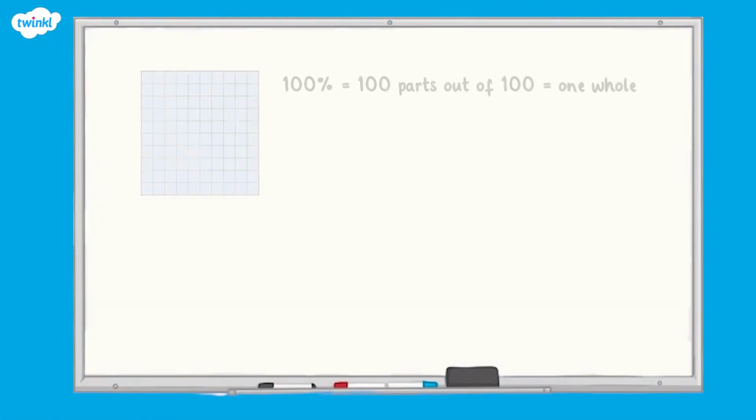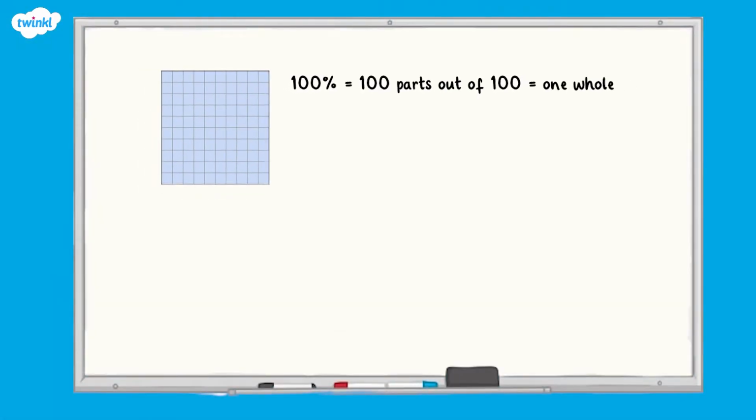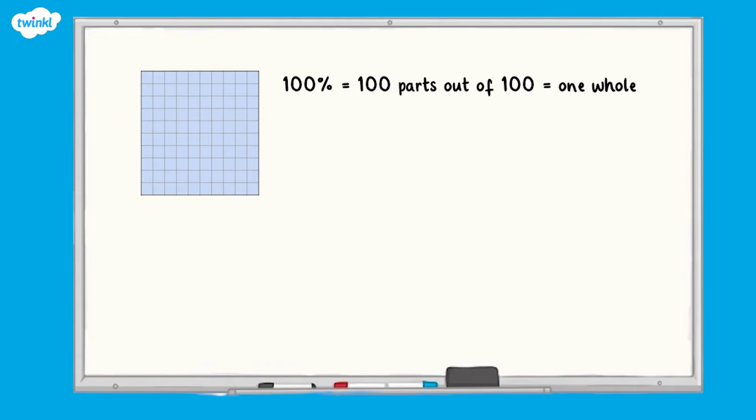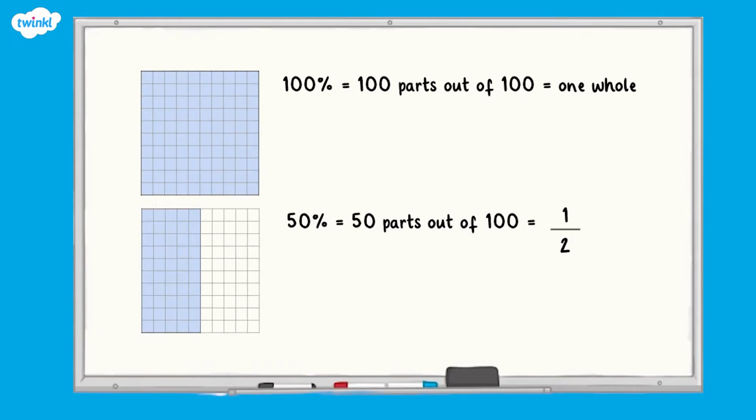We already have established that 100% is 100 parts out of 100, or 1 whole. 50% is 50 parts out of 100. This is the same as a half. To find 50% of a number, we halve it or divide by 2.